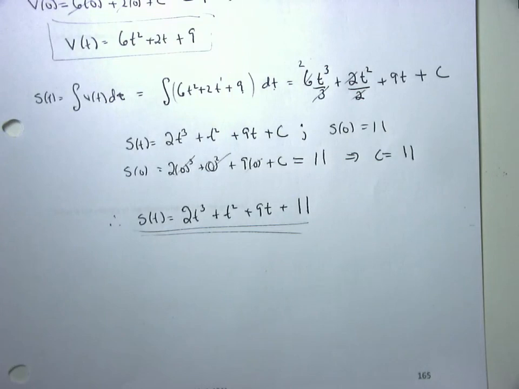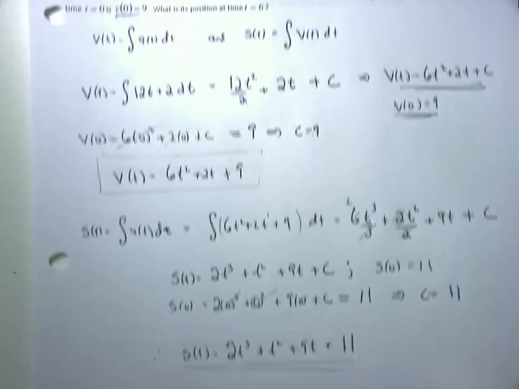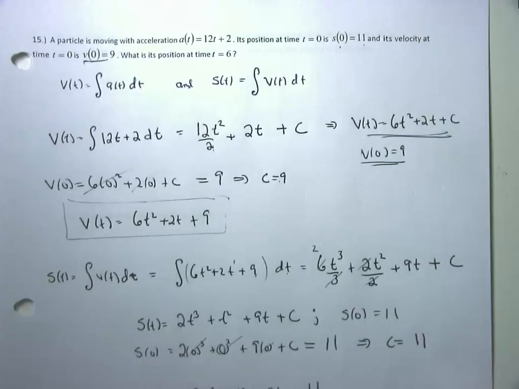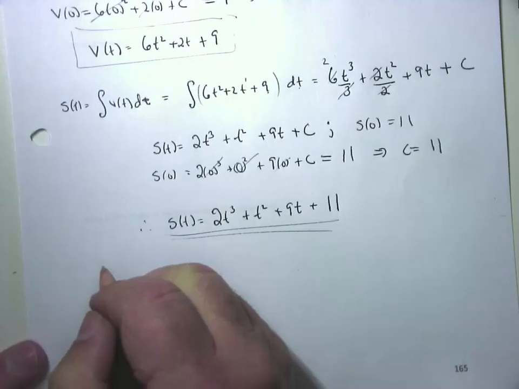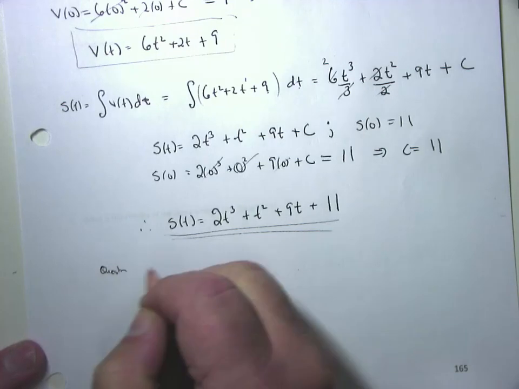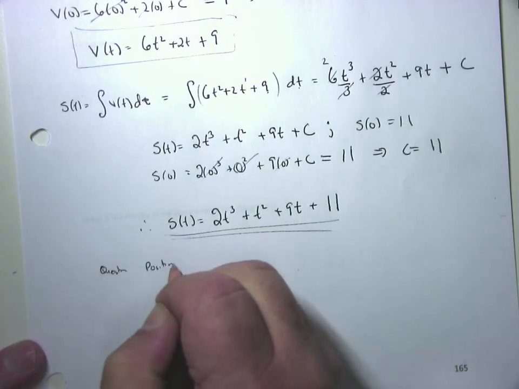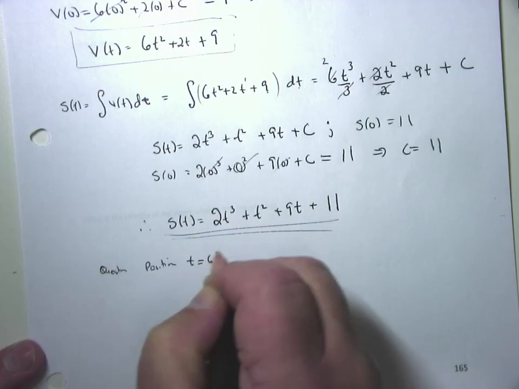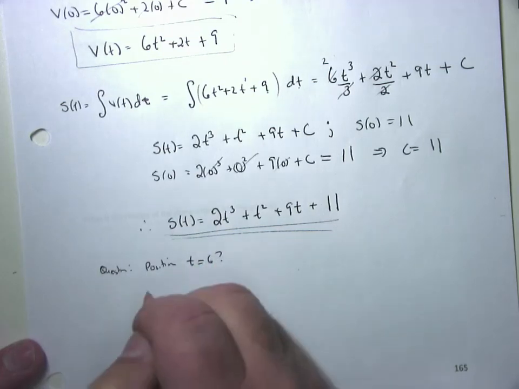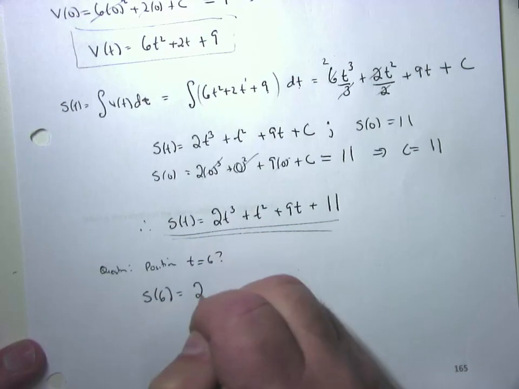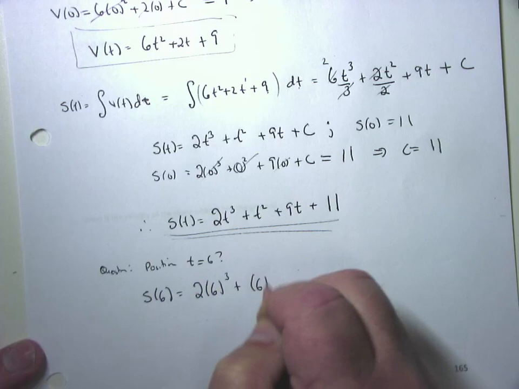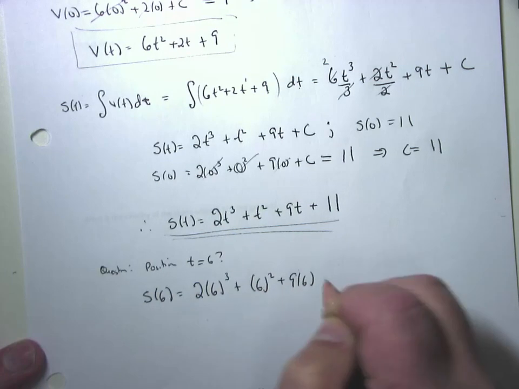That's awesome. But that's not the answer either. Always go back and make sure you answer the question. What was the question? We only had one question on this thing. What is the position at time equals 6? One more hoop to jump through. The question is position at time equals 6. What am I after? S of 6. That'll be 2 times 6 cubed plus 6 squared plus 9 times 6 plus 11.